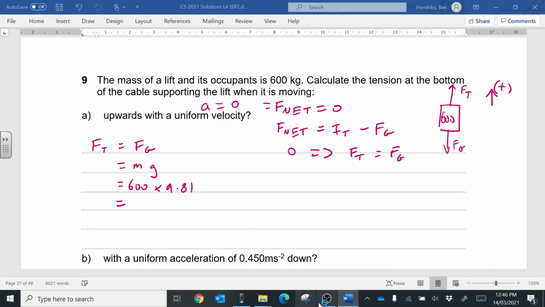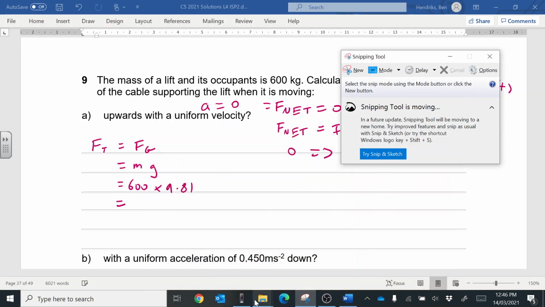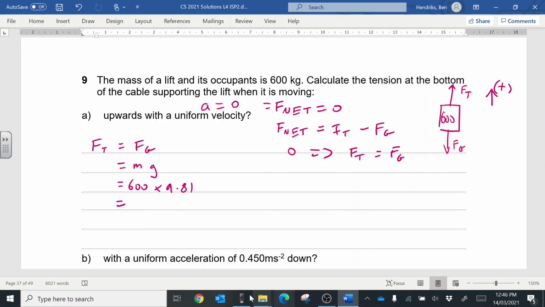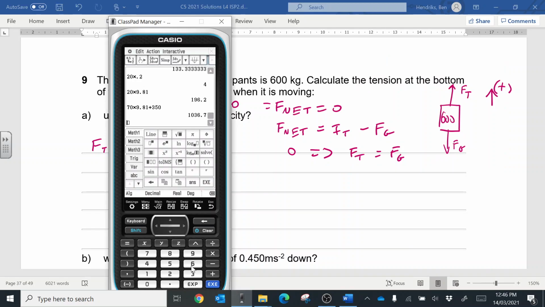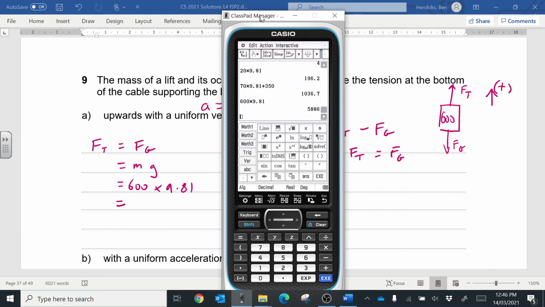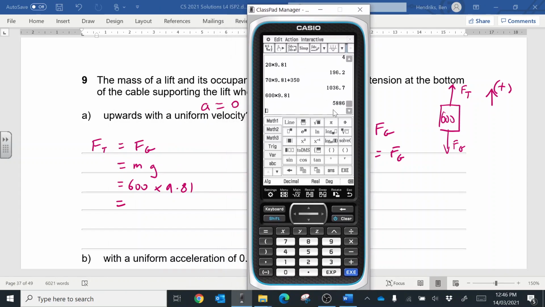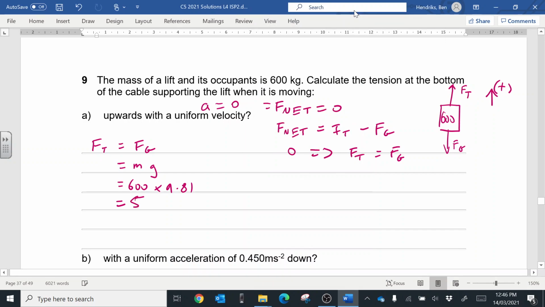And let's have a look. We want 600 times 9.81, and that becomes, we're going to three significant figures again, so 5,890 newtons we'll put in there. And it's upwards. Okay, so that's all going through that cable.